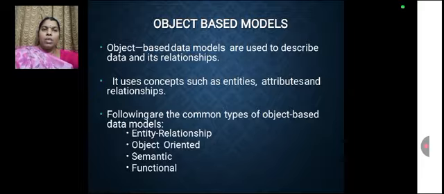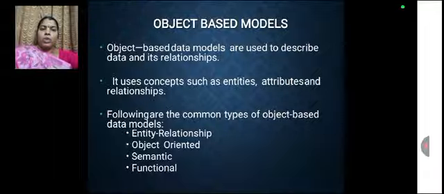The next database model is the object-based model. Object-based data models are used to describe data and its relationship. It uses concepts such as entities, attributes, and relationship. Following are the common types of object-based data model: entity relationship, object-oriented, semantic, and functional.